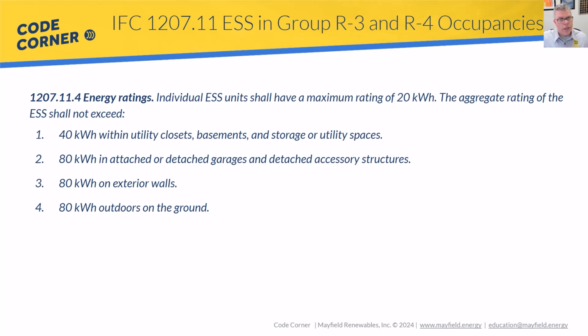Moving on though, the others: attached or detached garages or accessory structures, 80 kilowatt hours. You can put 80 kilowatt hours outside on an exterior wall. You can put another 80 on the ground outside, off the building. So there are these different areas where you can install an aggregated amount of energy.